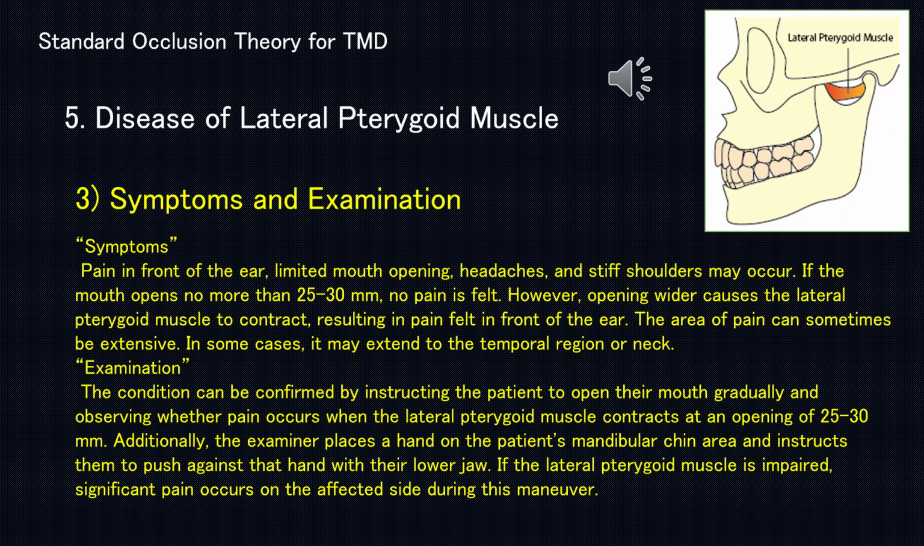Examination. The condition can be confirmed by instructing the patient to open their mouth gradually and observing whether pain occurs when the lateral pterygoid muscle contracts at an opening of 25 to 30 millimeters. Additionally, the examiner places a hand on the patient's mandibular chin area and instructs them to push against that hand with their lower jaw. If the lateral pterygoid muscle is impaired, significant pain occurs on the affected side during this maneuver.